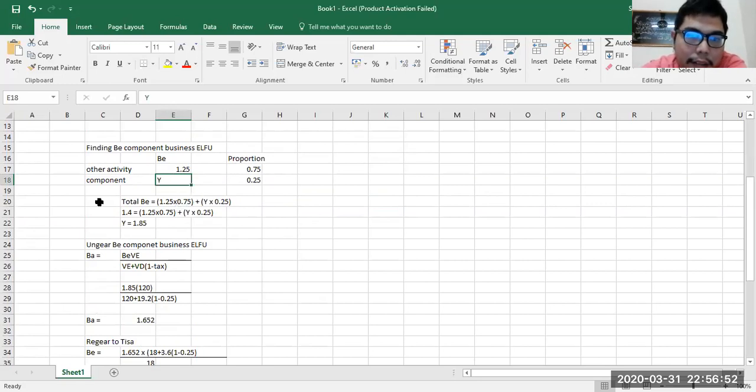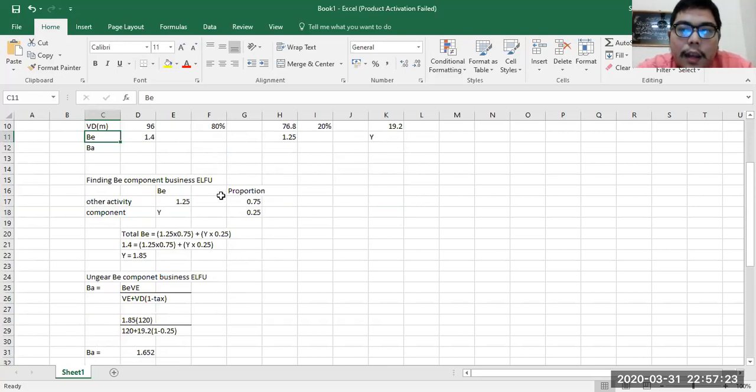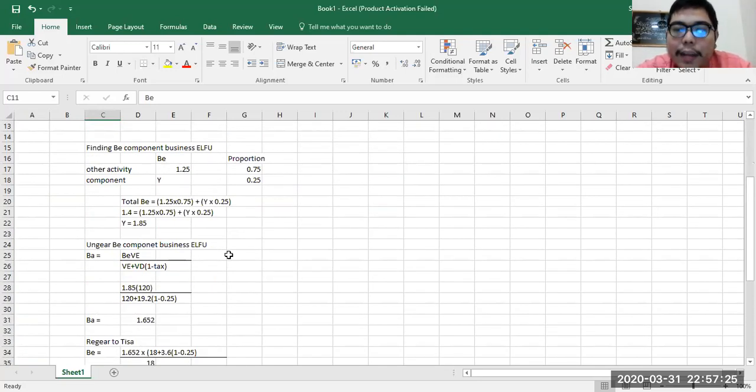So let's do some calculation there. The total beta equity is 1.4, so 1.4 is equal to 1.25 times 0.75 plus Y times 0.25. You do the calculation, and then you will get Y equal to 1.85. Remember, this is beta equity. Beta equity consists of business risk and financial risk. You only want the business risk for your company, so in this case, you need to ungear.